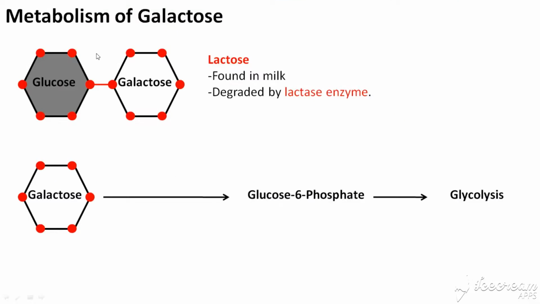So shifting gears a bit, now we're going to talk about the metabolism of the last monosaccharide, and that's going to be galactose. Galactose is mainly found in the disaccharide lactose, and lactose is found in milk, and it's going to be degraded in the GIT by the lactase enzyme. So galactose is going to be metabolized into glucose 6-phosphate, and then the glucose 6-phosphate is going to enter the glycolysis pathway.